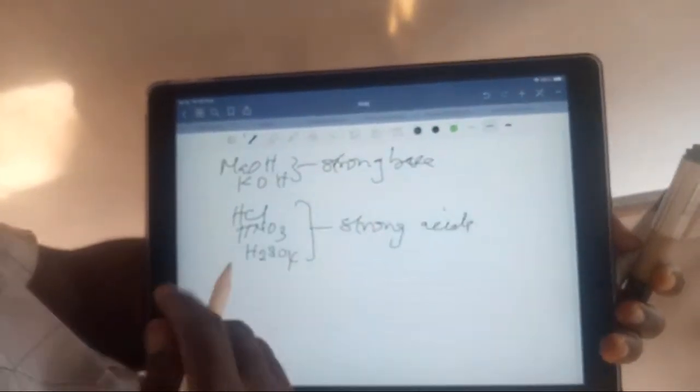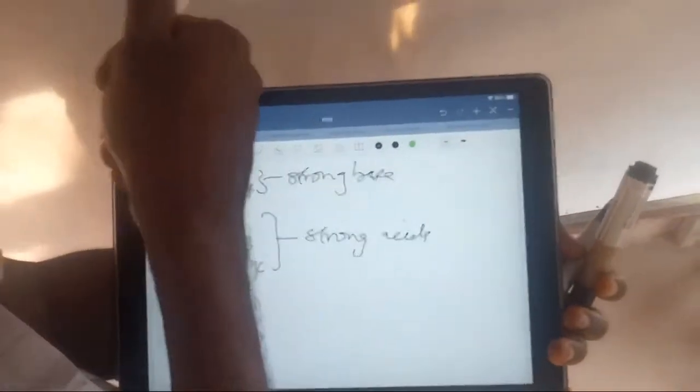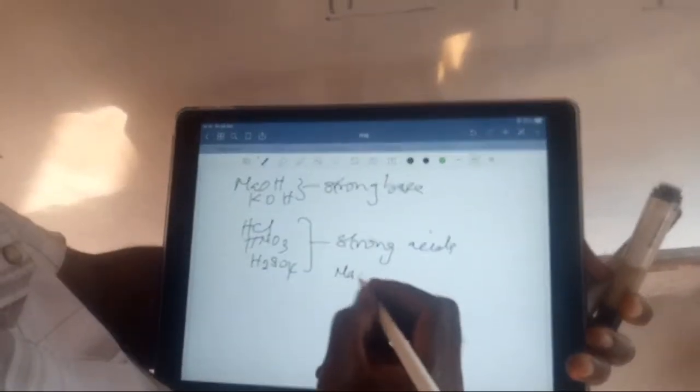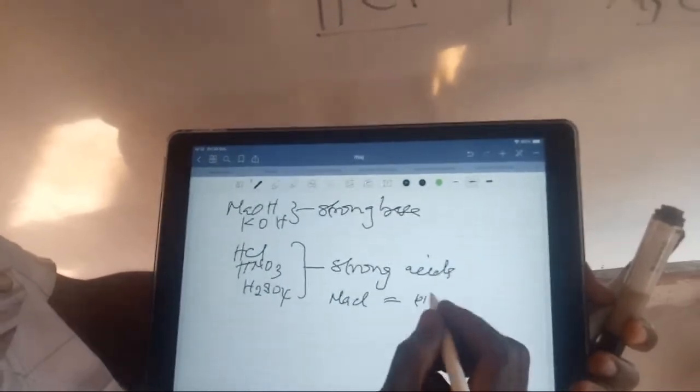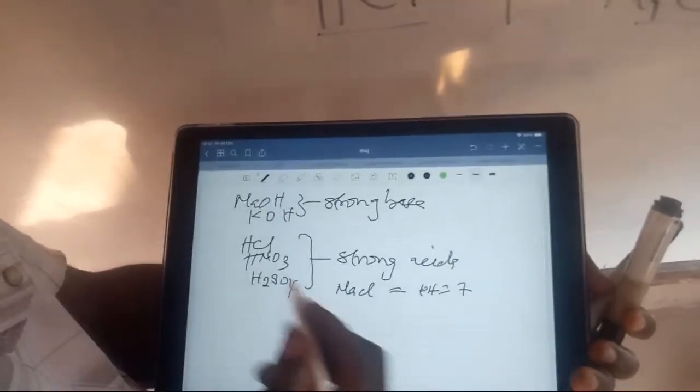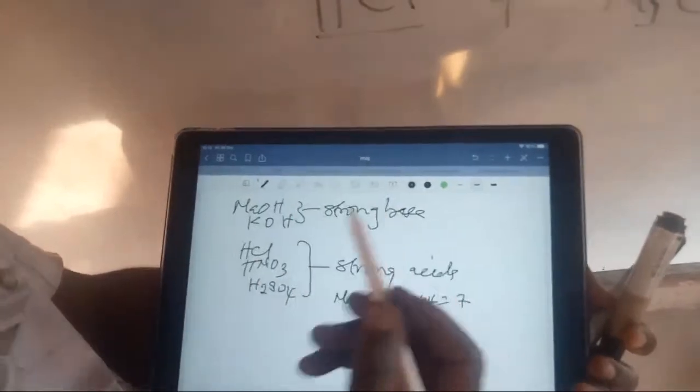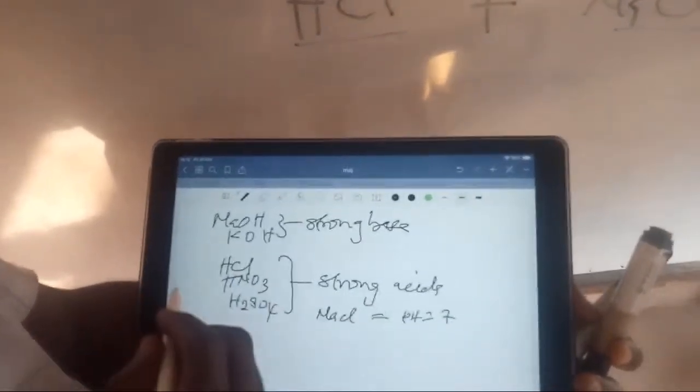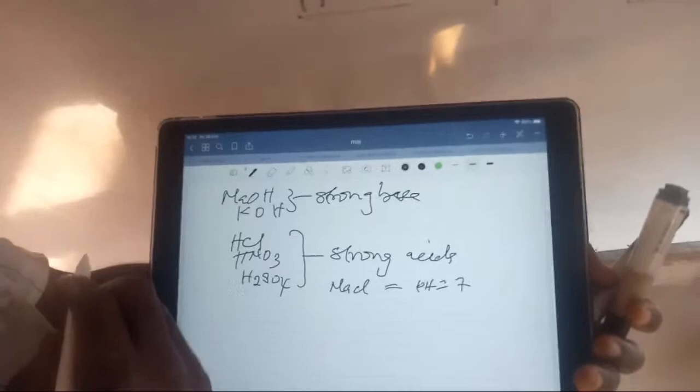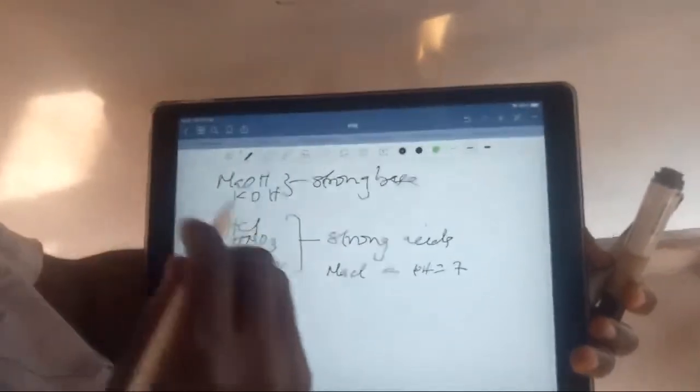Then when we say sodium chloride, if you dissolve sodium chloride in water, it will give you a pH of 7. Why? Because it's a salt of strong acid, which is HCl, and a strong base, which is sodium hydroxide. Understood?